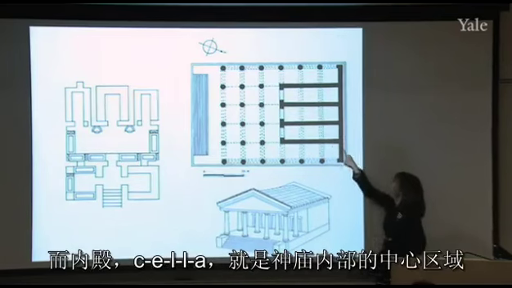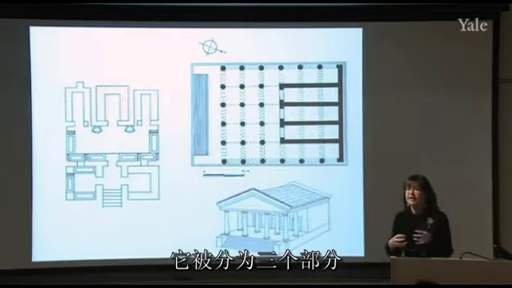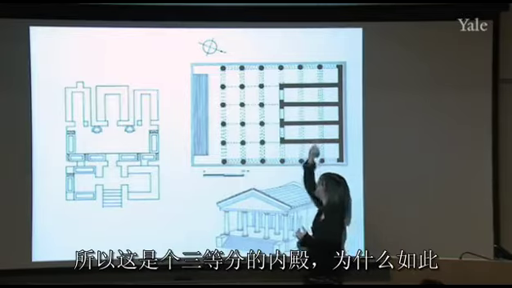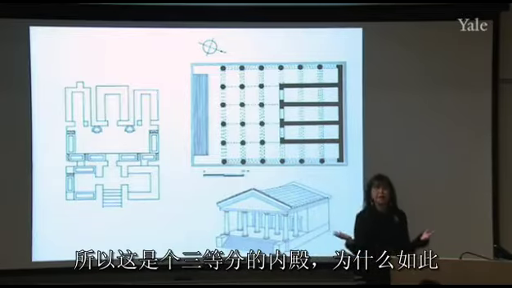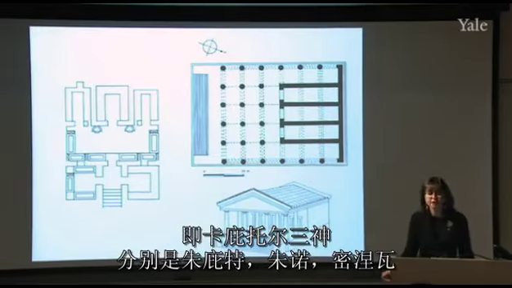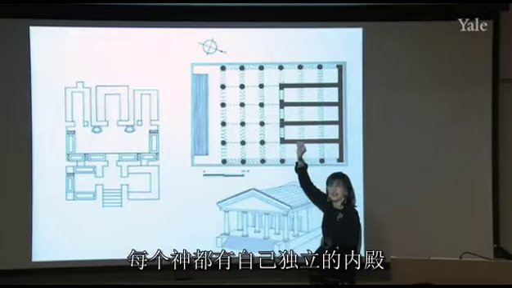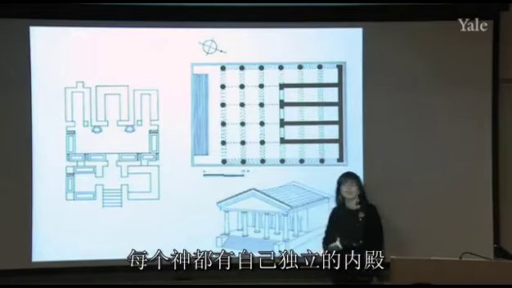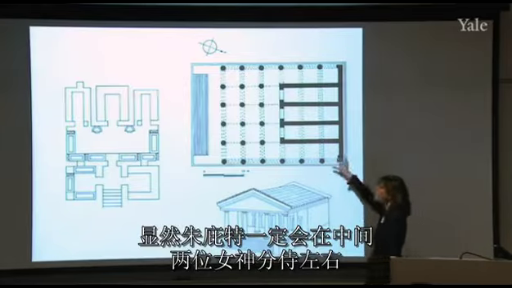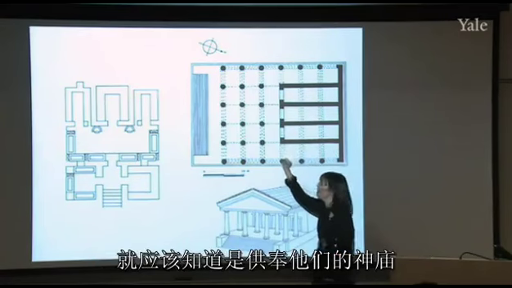And the cella, C-E-L-L-A, which is the central space of the inside of a temple, is divided into three parts. So a tripartite cella. And why was there a tripartite cella? You know the answer, because there were three gods. There was Jupiter, Juno, and Minerva, the Capitoline triad. Each one had his own little cella, with Jupiter obviously in the center, flanked by his two ladies, one on either side.